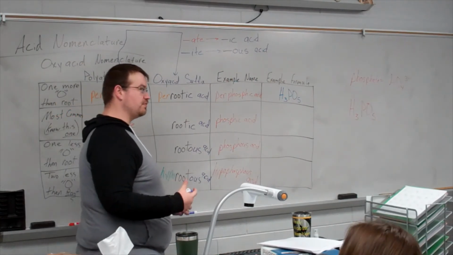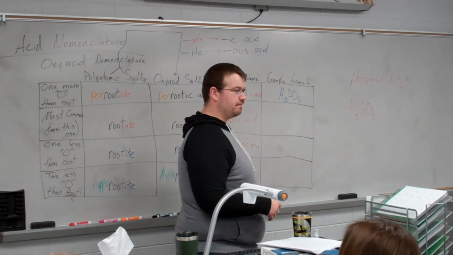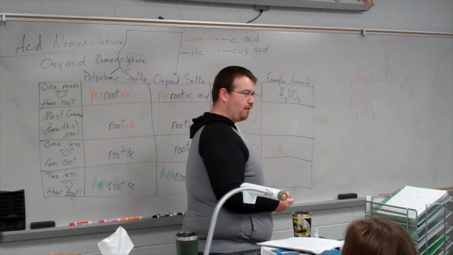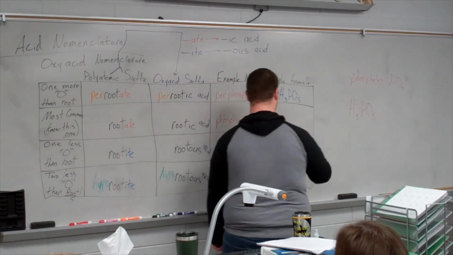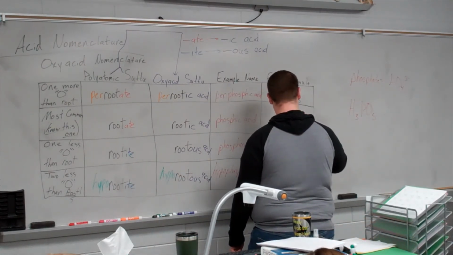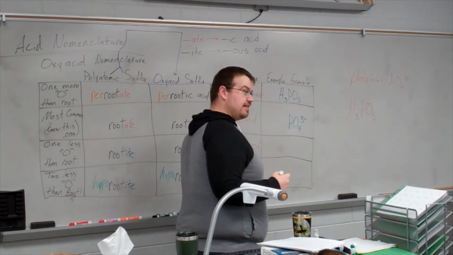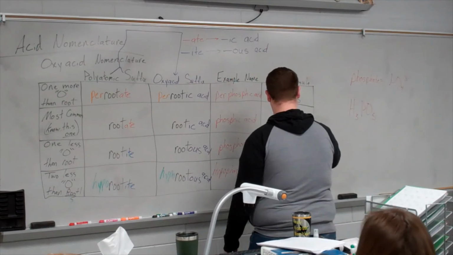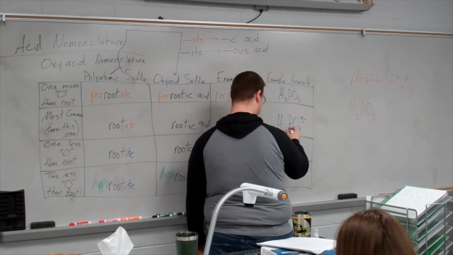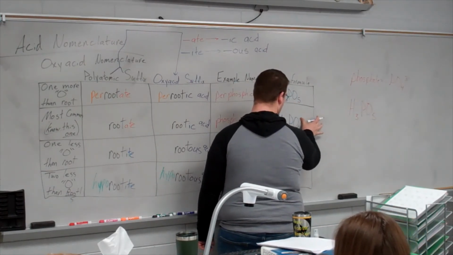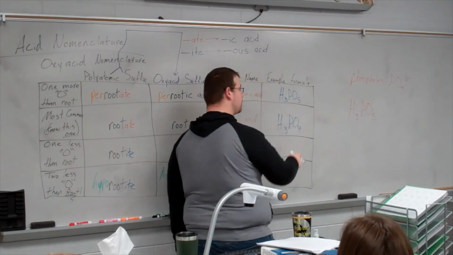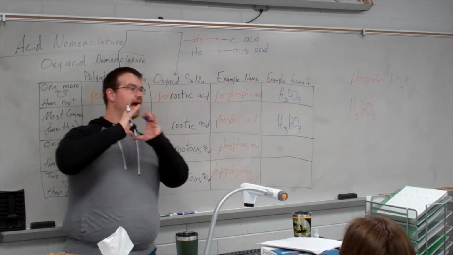Phosphoric acid comes from phosphate. Phosphate is PO4 3 negative. Turn it to an acid. Hydrogen. Got 3. Good job. Erase the charge. You have to take that charge off. Those hydrogens hide the charge.